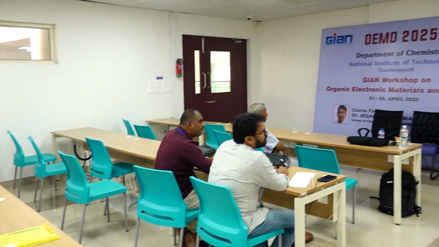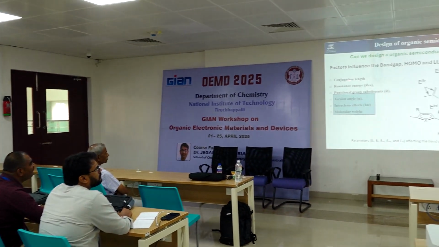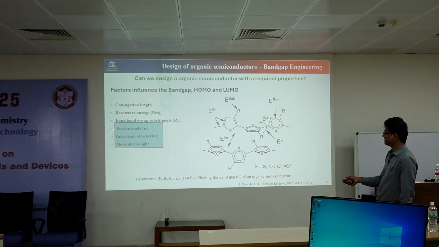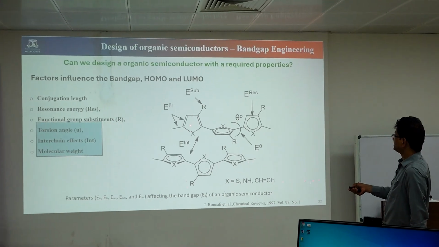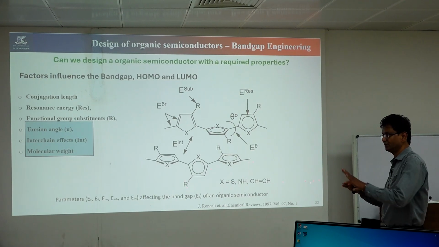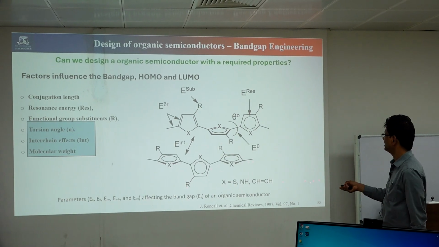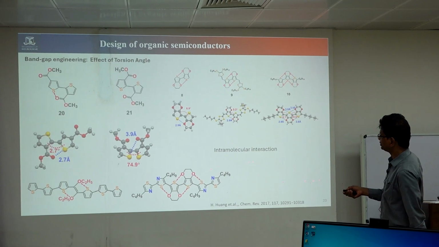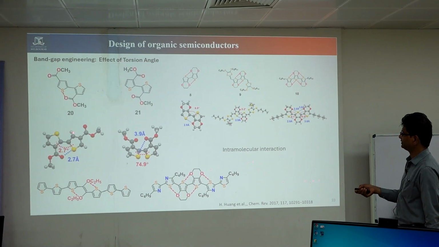So far I talked about conjugation and other things. Now these substituents also have an effect. We need to worry about what substitution effect we got. We already saw the conjugation length, resonance, and functional group. Now we are going to see the torsional angle. Torsional angle means there is a twist between these two atoms because of the electron repulsion between the hydrogen atoms, so there will be this twist.